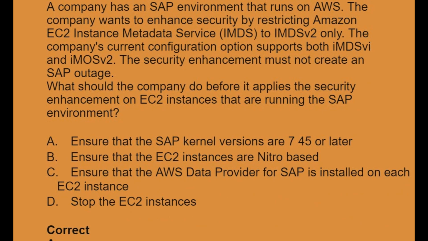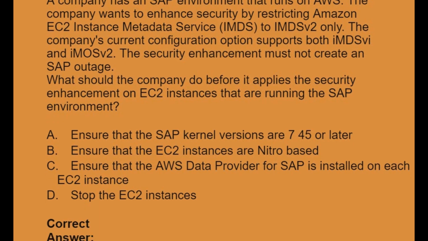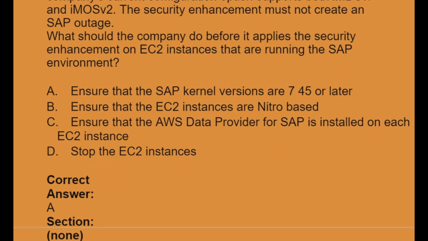Option A. Ensure that the SAP kernel versions are 7.4.5 or later. Option B. Ensure that the EC2 instances are Nitro-based. Option C. Ensure that the AWS data provider for SAP is installed on each EC2 instance. Option D. Stop the EC2 instances. Correct answer is option A.